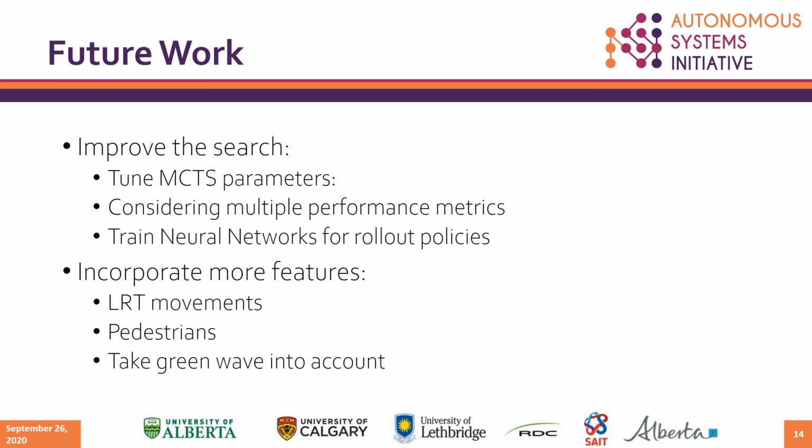So for future work, we will be improving our search by fine-tuning the MCTS parameters, adding more performance metrics like carbon dioxide emission, fuel consumptions, and we will also train a neural network for our rollout policies. We'll also incorporate more features into our network like LRT movements, pedestrian movements, and take green wave into account.